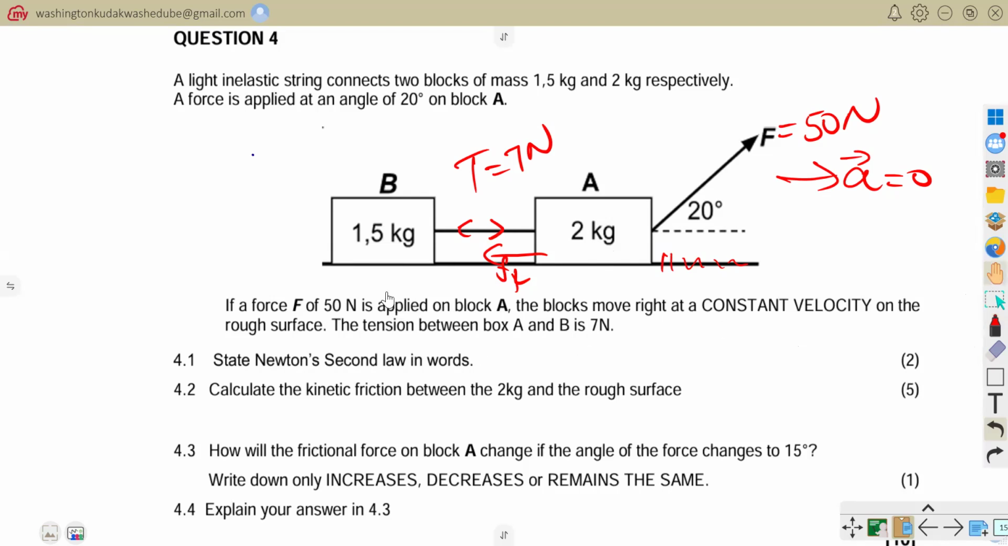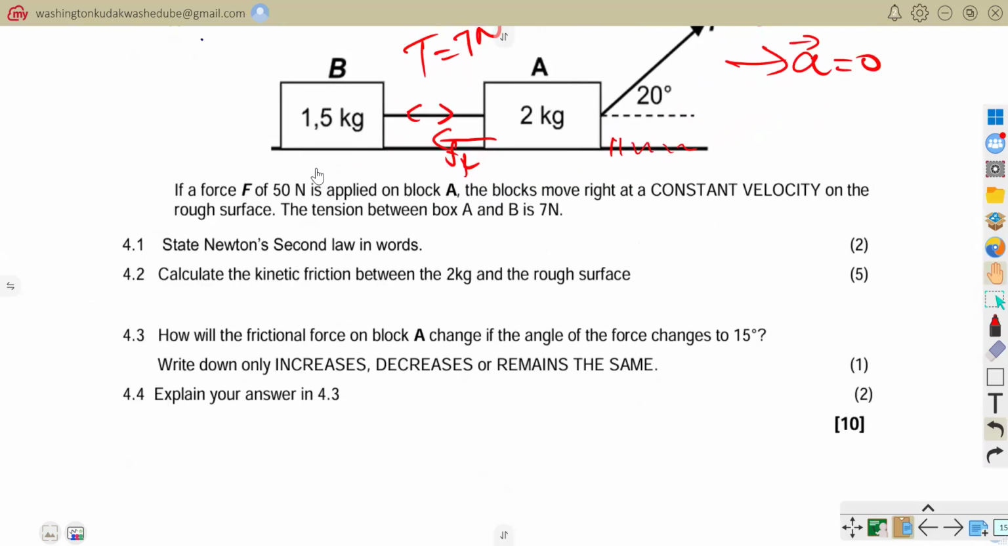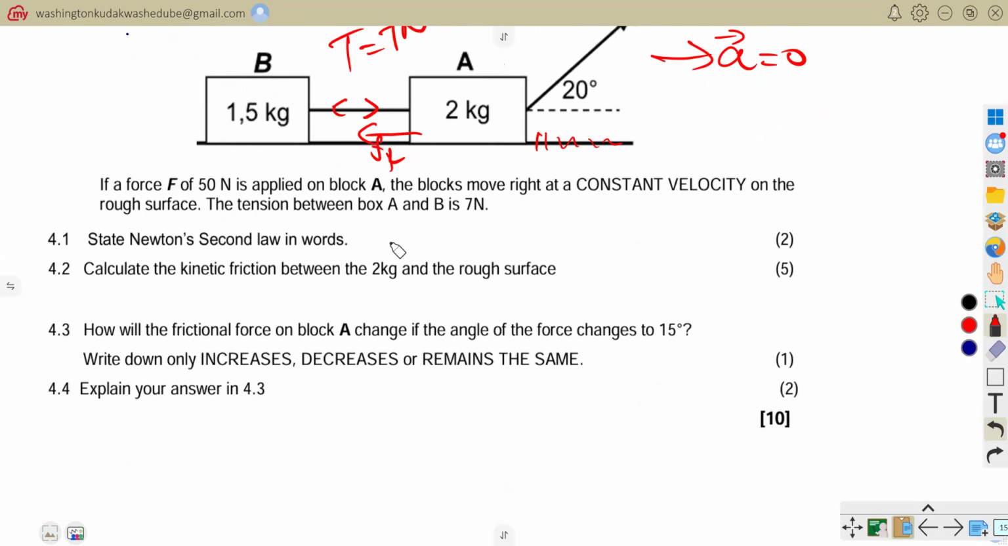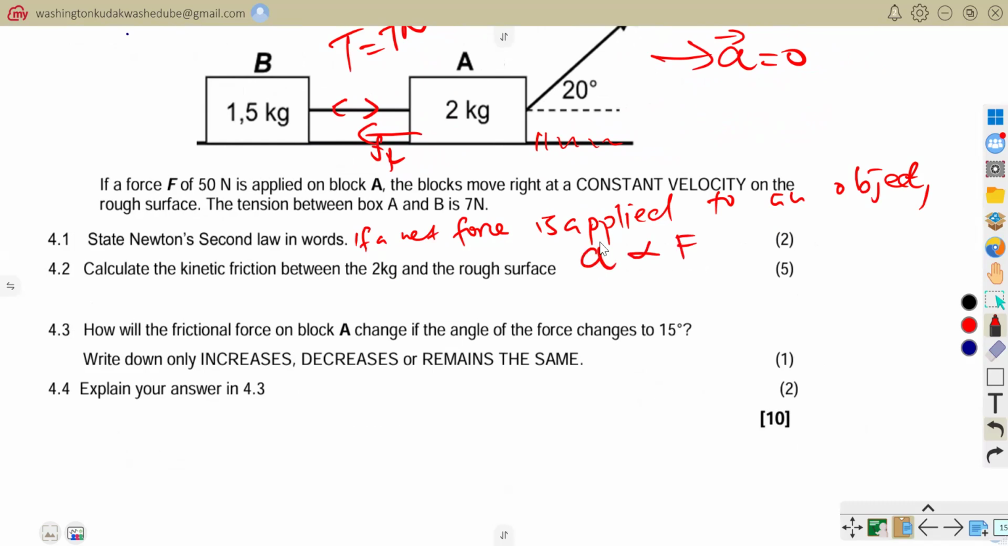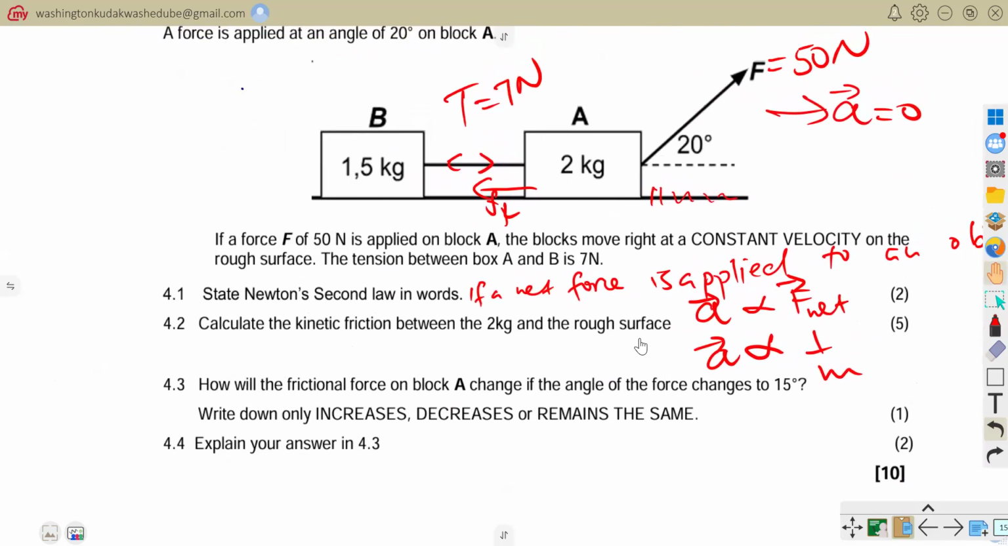State Newton's second law in words. If a net force is applied to an object, the object will start to accelerate. The acceleration is directly proportional to the net force applied, and the direction of the acceleration is the same as the direction of the net force applied. However, the acceleration is inversely proportional to the mass of the object. We have stated that earlier on, so I'm not going to waste much more time on it.